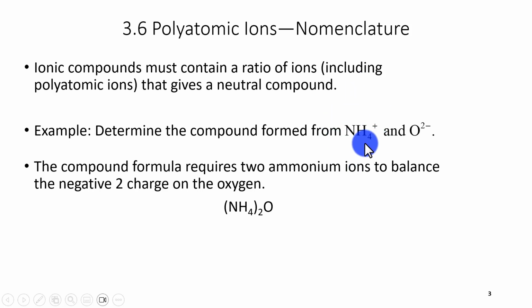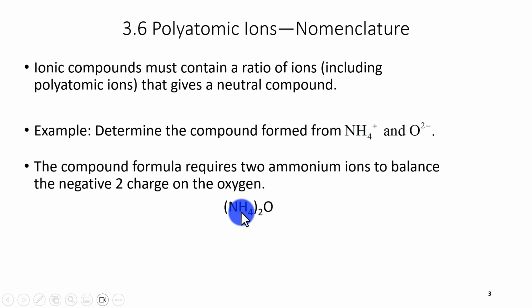Note that when you have a polyatomic ion in your formula and you have more than one of that polyatomic ion, the procedure is that you would put parentheses around your polyatomic ion, and then you would put a subscript outside of that parentheses to tell you how many of those ions you have.